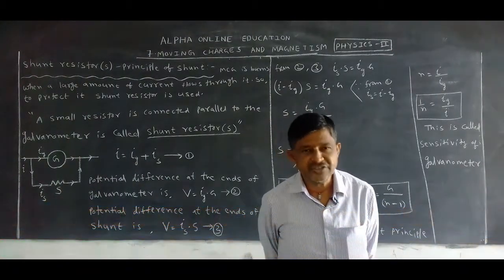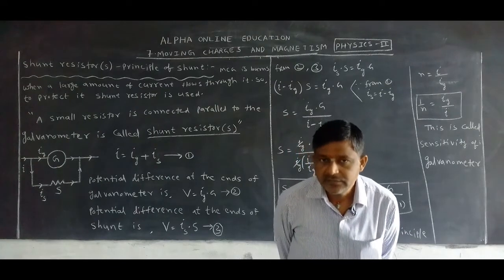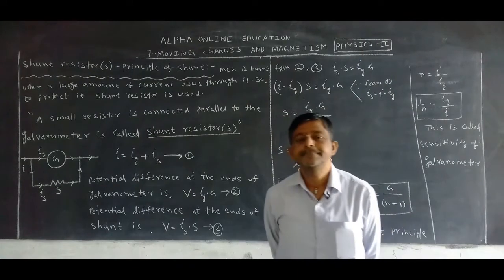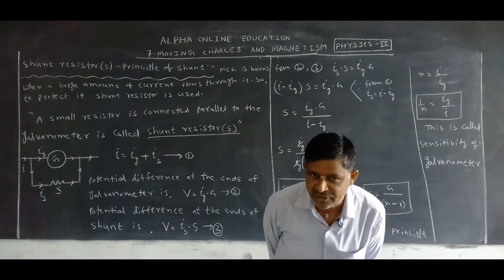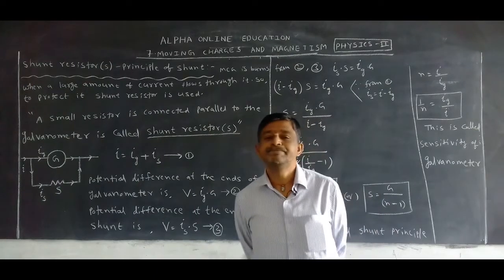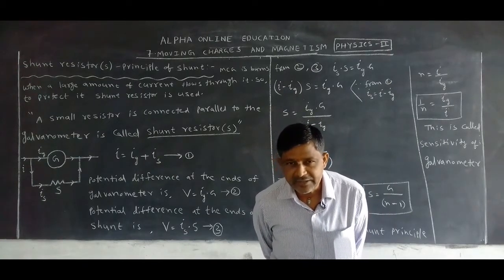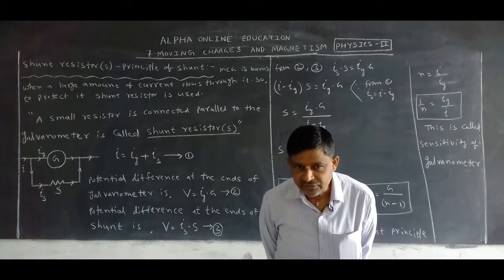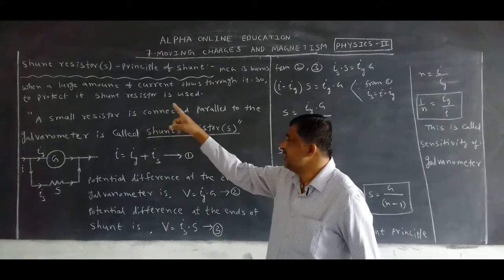Moving coil galvanometer measures a very small amount of current. When a large amount of current flows through it, there is a chance the galvanometer will burn. So we want to protect it. How can we protect the moving coil galvanometer from burning when a large amount of current flows through it? It is done by using a shunt resistor.